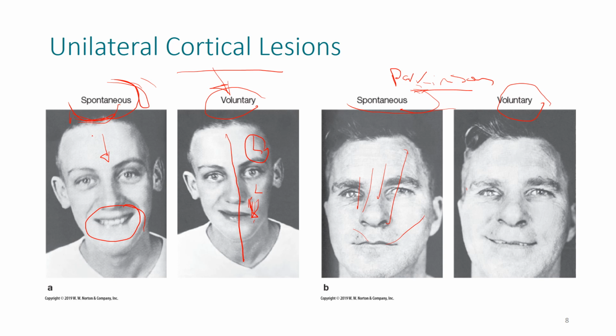Here, this patient has mask face because he has Parkinson disease. So the pathway for the spontaneous is damaged, but the voluntary one is still good. So when you ask him to smile, he's going to smile. Okay, this is a very nice example.